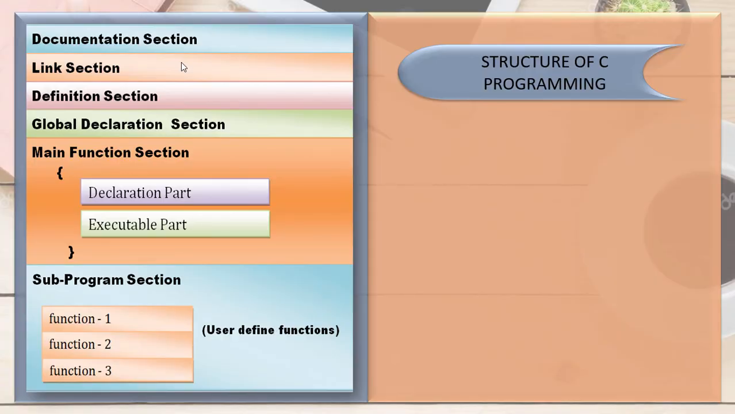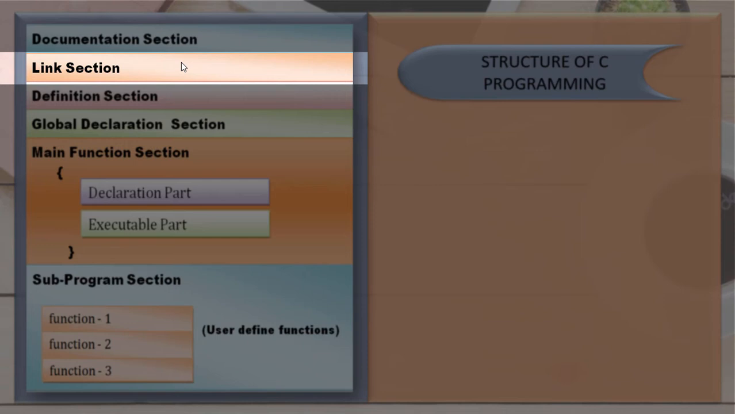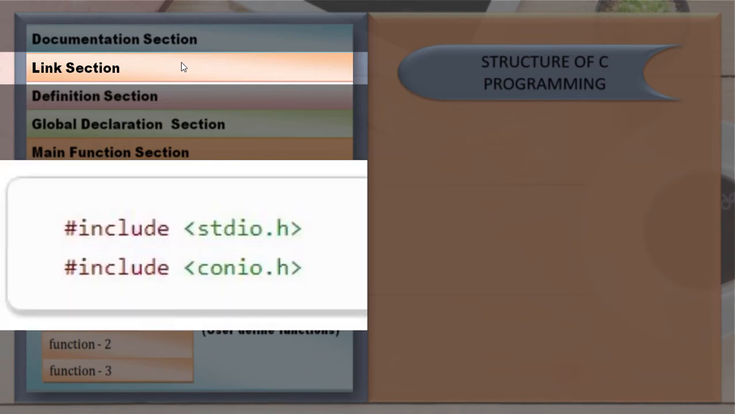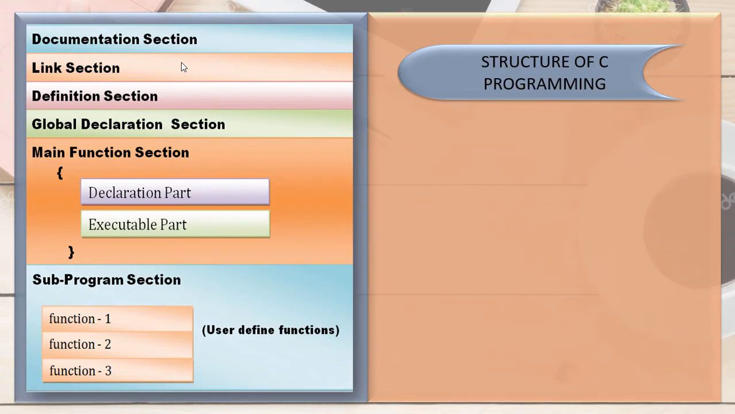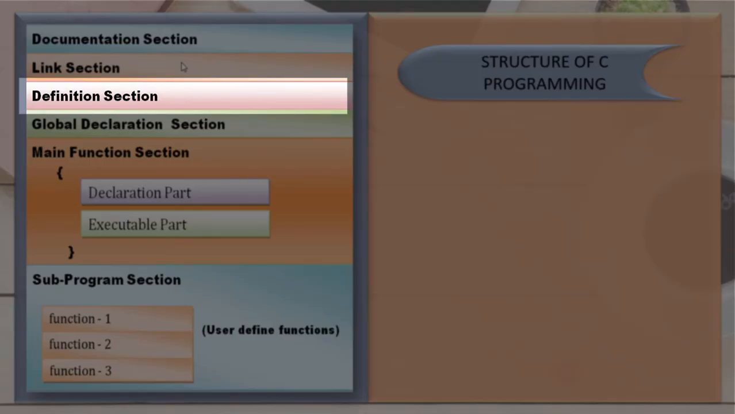Now the next section is the link section. In this section we write all the header files whose functions we have to use in the program. The link section can look like this: hash include stdio.h or hash include conio.h. This is nothing but the statement which will allow us to use the functions of the header files which are present over there.